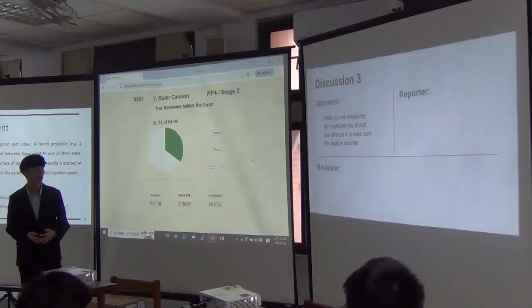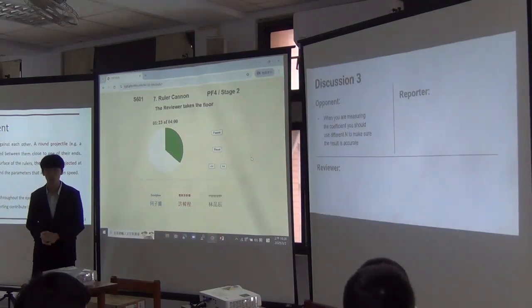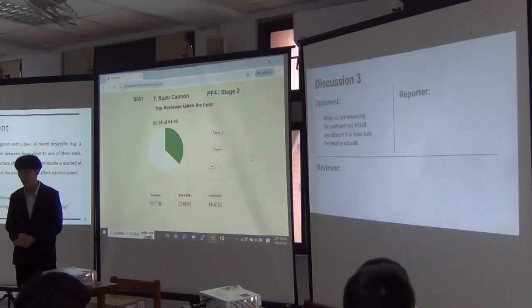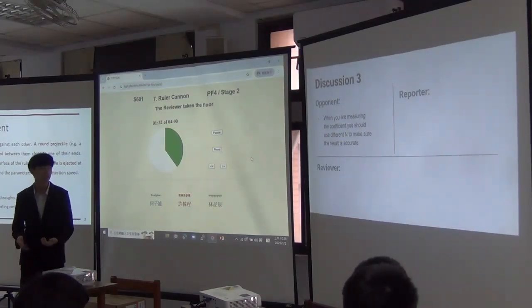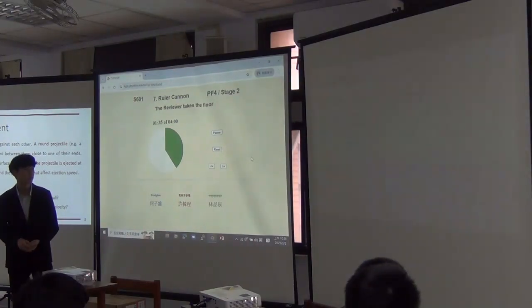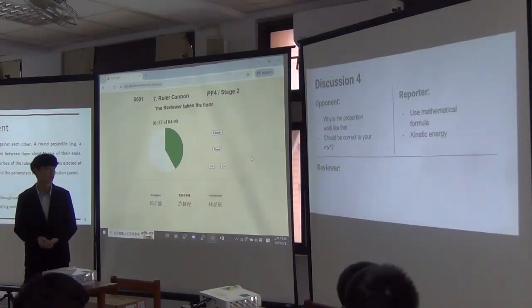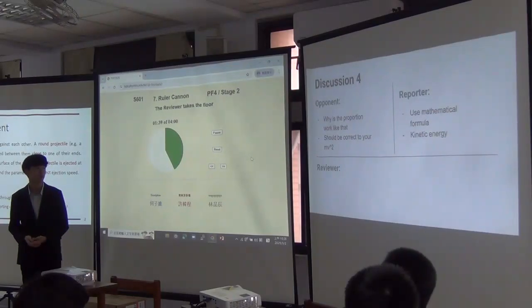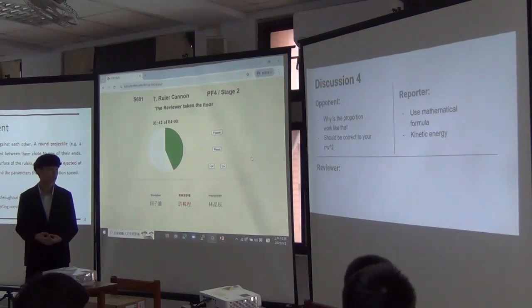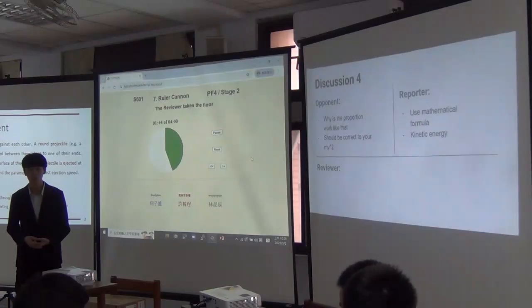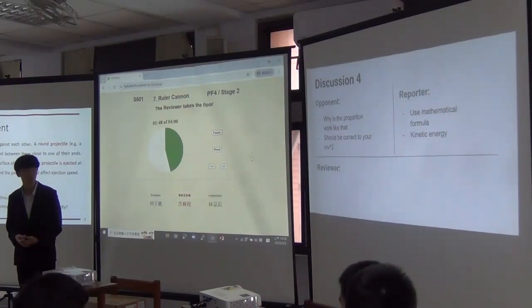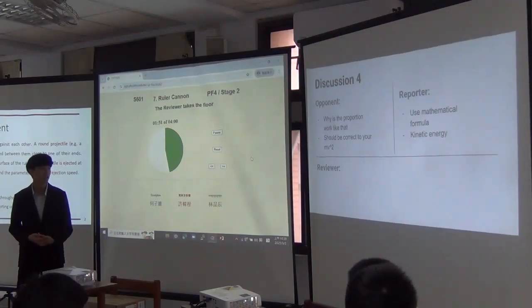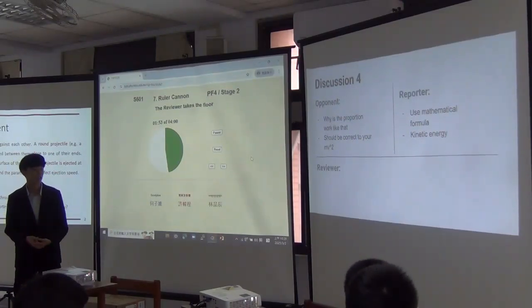Next, the opponent says that when you are measuring the coefficient, you should use different n to make sure the result is accurate. The reporter agreed with that, and our opinion is that yes, they should use different n to make sure it's accurate. For discussion number 4, the opponent said why is the proportional work like that, and it should be proportional to mv to the power of 2. The reporter says they use a mathematical formula for the calculation, and that's the kinetic energy formula.